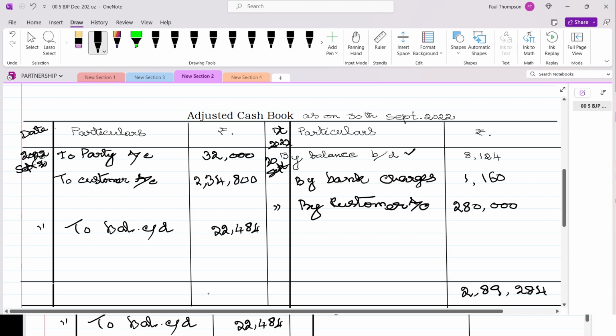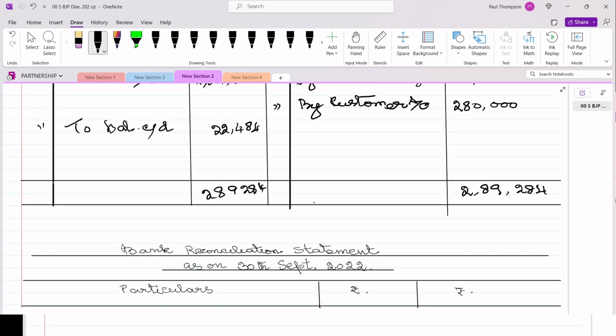Carried down. This total comes to 2,89,284. Now we are going to write here on 30th September, balance brought down is by balance down is 22,484. So this is our overdraft because it is a credit balance.